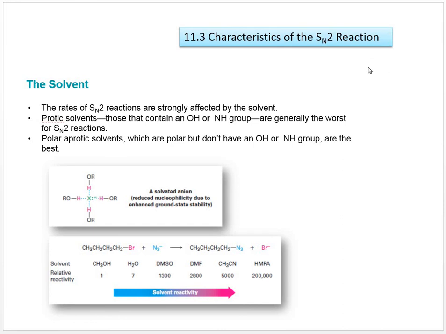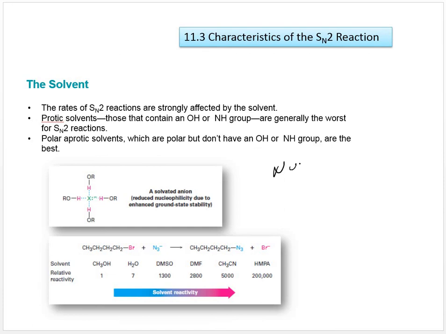In this part, rates of SN2 reactions are strongly affected by the solvent. Protic solvents, those that contain an OH or NH group, are generally the worst for SN2 reactions. And polar aprotic solvents, which are polar but don't have an OH or NH group, are the best. So what does it mean? Let's write a generic reaction for SN2 reactions.